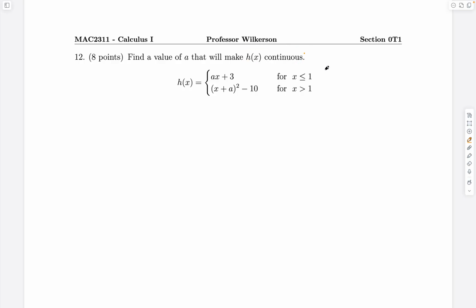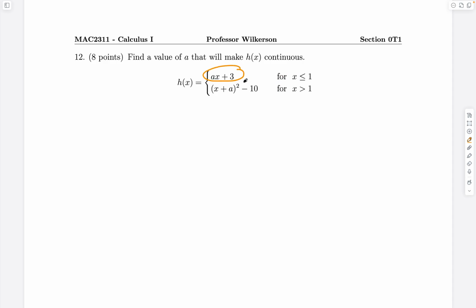Same as what we did before. So clearly I might be worried about 1, right? If the expressions change at 1, that's going to be a point where maybe the limit doesn't exist. So 1 is for sure on my list of things to check. Do I need to worry about any other points?